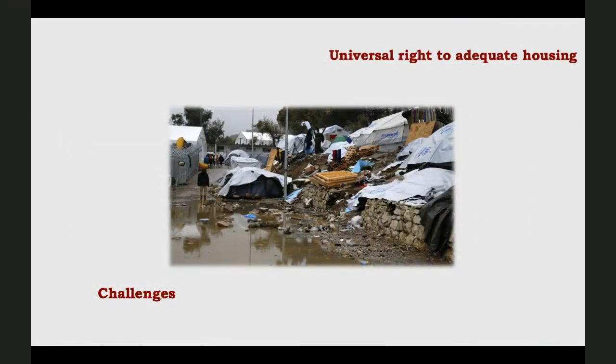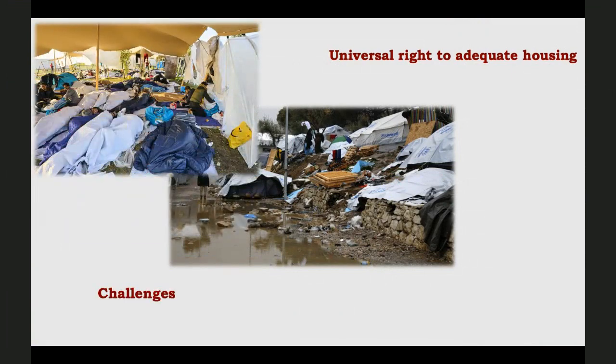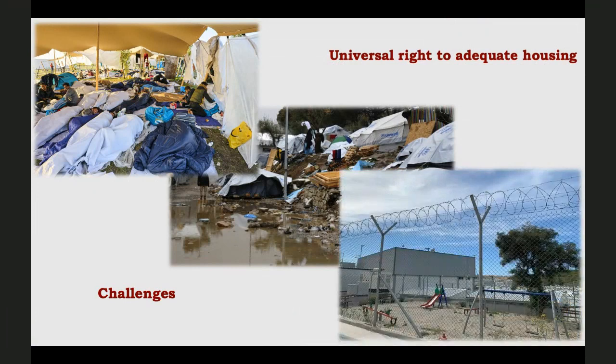I'll try to highlight the challenges asylum seekers and refugees face in accessing decent housing conditions in the EU. All of the pictures you will see in the presentation are from EU reception centers, either in Greece, both the islands and the mainland, or in the Netherlands, mainly the Ter Apel reception center. And I guess I had to clarify this because of the strength of the images.